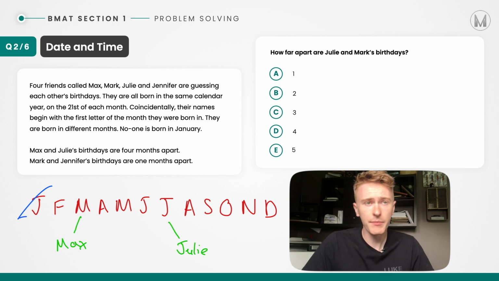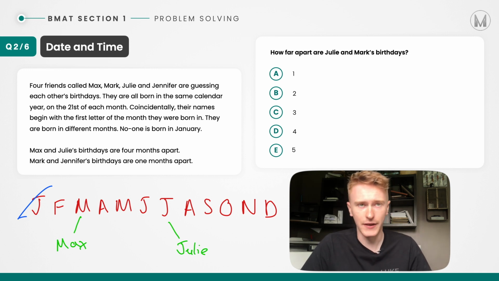Now moving on to the other pairing, we're looking at Mark and Jennifer, and we know that they're only 1 month apart. So again, using a bit of trial and error, we can apply that to this question and plot them on this little timeline of months. So let's do that.